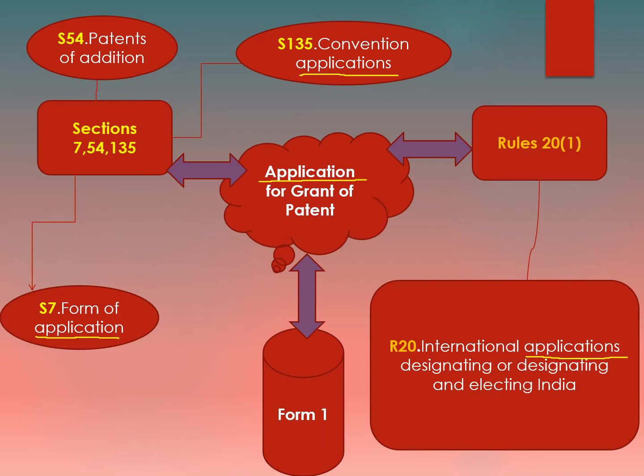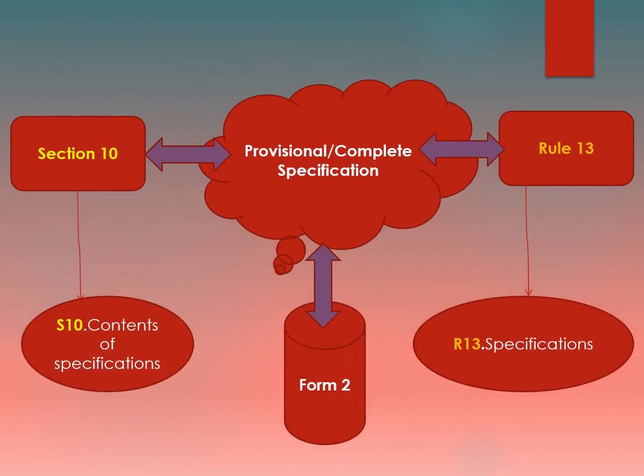As we know, there are a number of application types. For example, ordinary application, convention application, patents of addition, divisional application, etc. Actually, these things we will study in detail in further sessions. Okay, so here we could find out what the keyword is. So I think we can very well correlate Form 1, Section 7, Section 54, Section 135 and Rule 20. Fine. So let us proceed with Form 2.